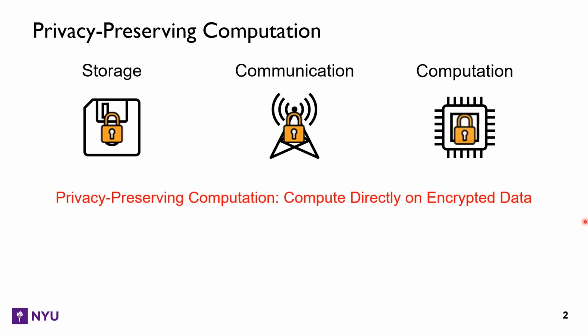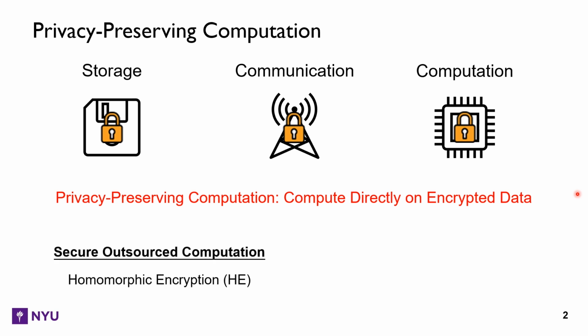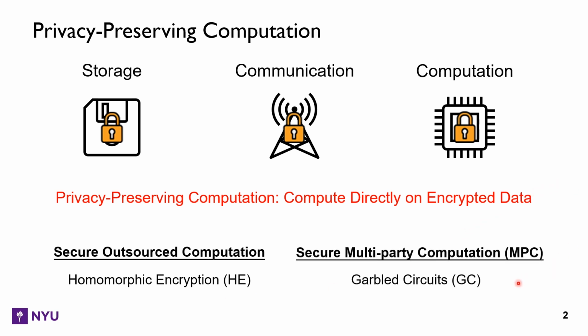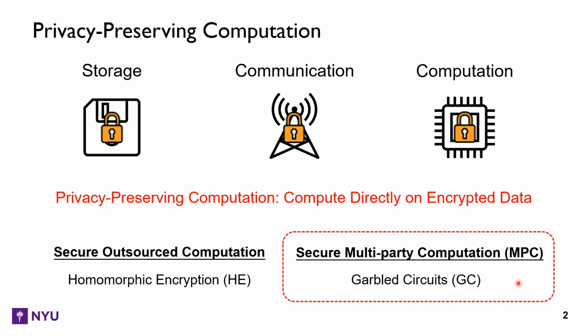However, with privacy-preserving computation, we are now able to compute directly on encrypted data. This is a strong cryptography technology. Your data will remain encrypted throughout the entire process. There are two major types of private computation. One is secure outsourced computation, for example, homomorphic encryption. You may have heard of it before. Another type is secure multi-party computation, for example, Garbled Circuit, which is our focus today. Both types provide confidentiality, but unlike secure outsourced computation, multi-party computation gives you control over how your data are used.